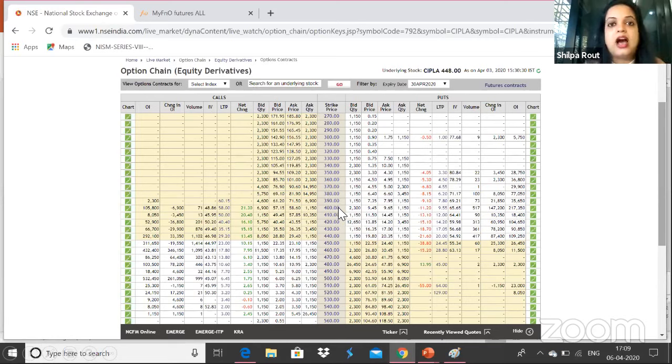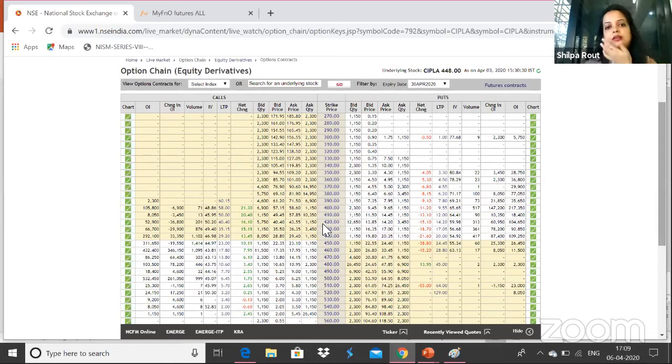Likewise, to understand how far it will go on the upside, where the resistance is going to come, we need to see the maximum open interest on the call side. Here we see that at the 500 zone, we have the maximum call open interest. So our range is between 400 and 500. If anybody wants to go long in Cipla now, it would be advisable to keep a stop loss near the 400 zone, and at most you will face resistance around the 500 zone.